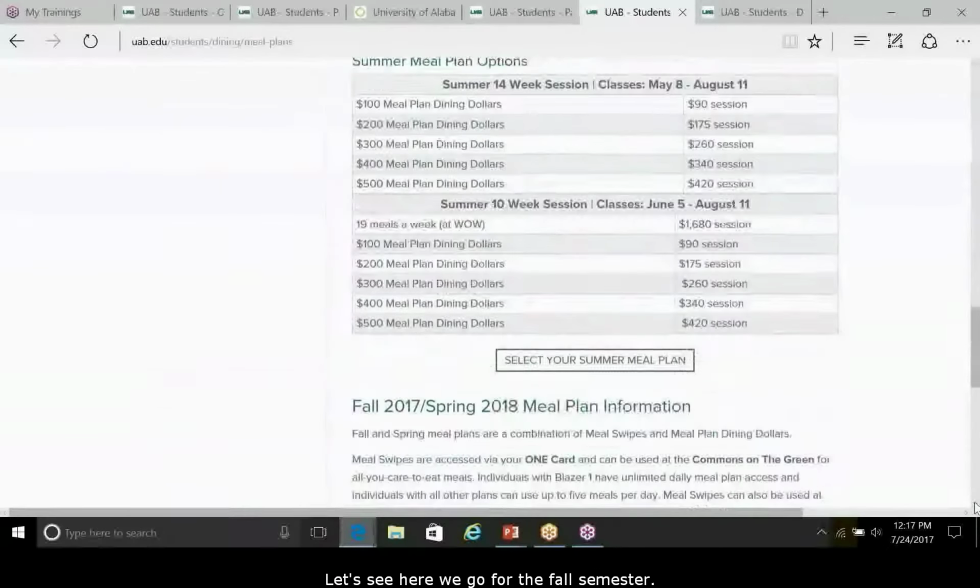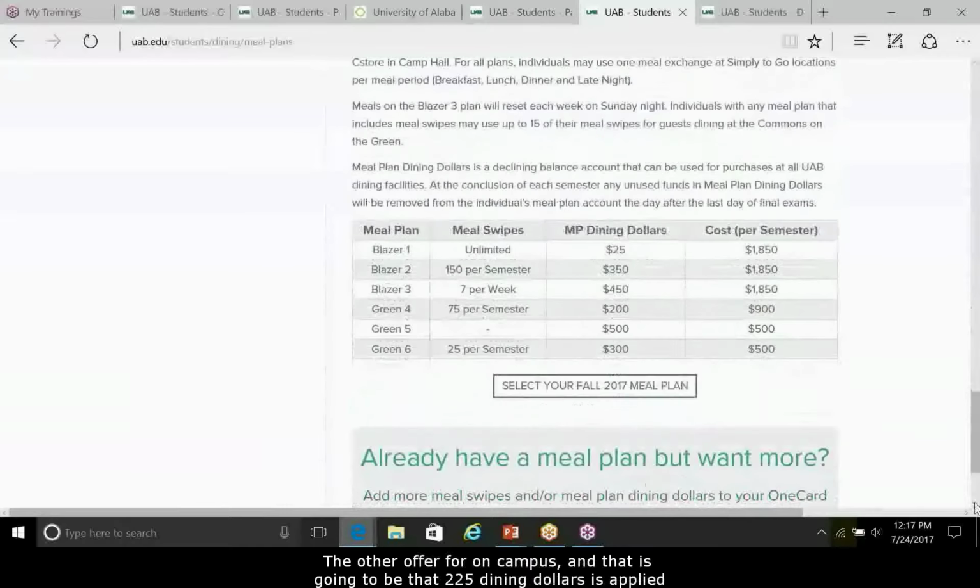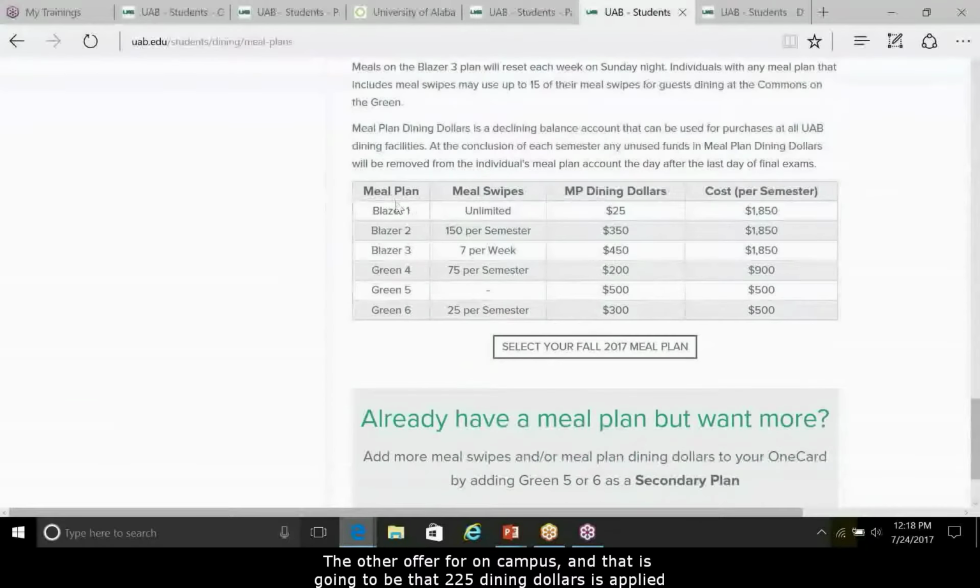Let's see, here we go for the fall semester. The other are for our on-campus, and that is going to be that $225 dining dollars applied to any student's account regardless of if they're commuting or not. That is an option for them, so that way they have the ability to eat in any of our dining facilities on campus, including our Starbucks to Einstein's to everything else.